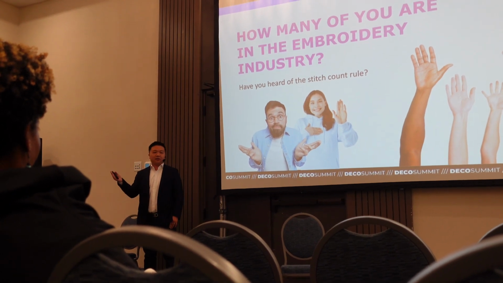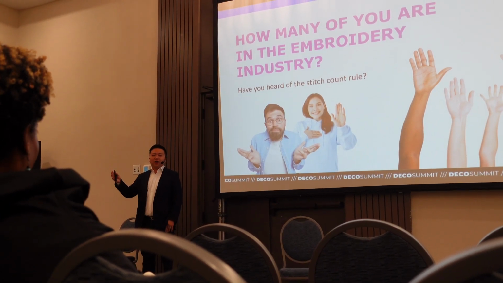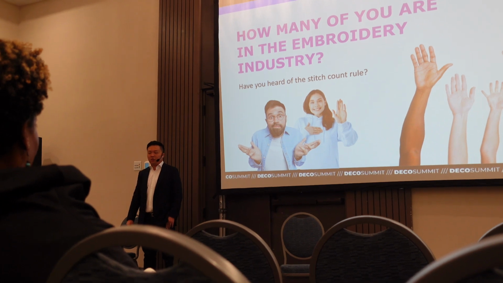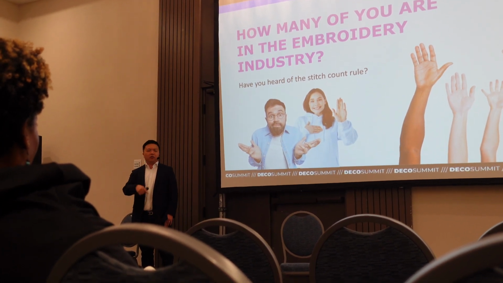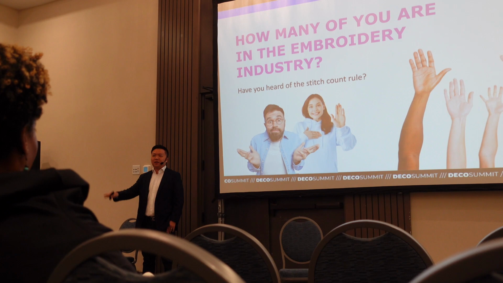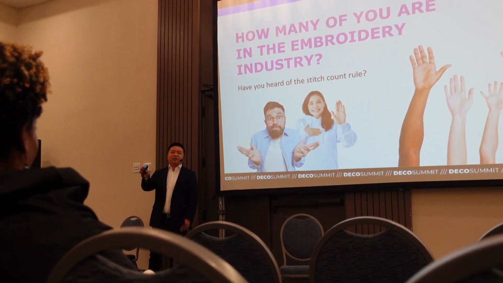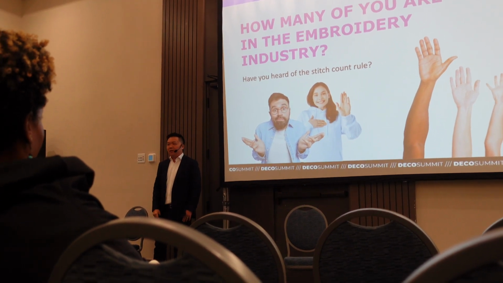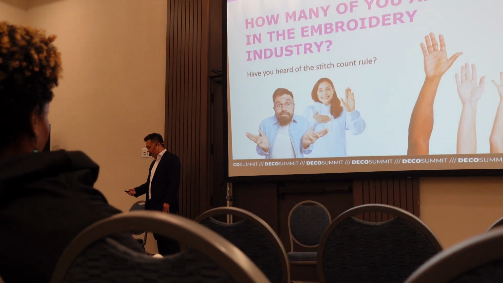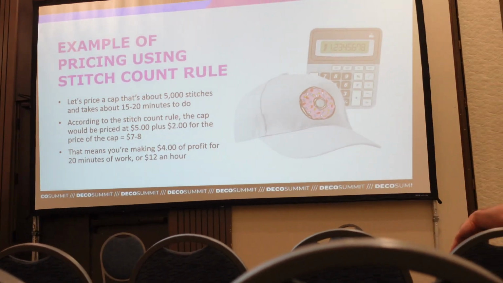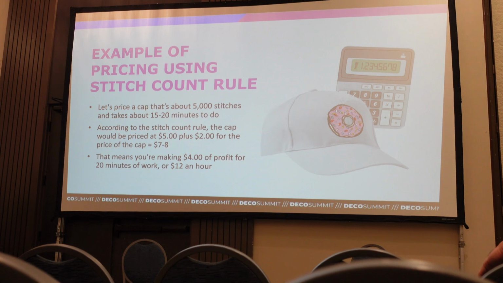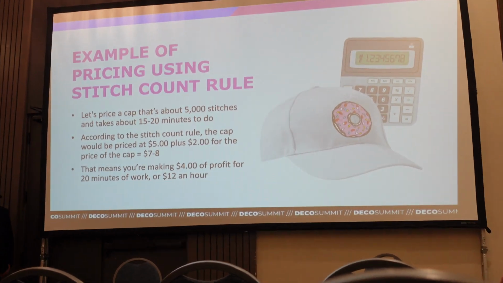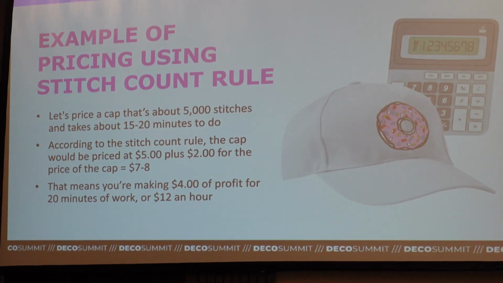Basically it says a dollar per 1,000 stitches, right? That's how most of you understand it. Whether that's $1 or $1.50 or $2, that's not relevant, but essentially it's a set dollar amount per 1,000 stitches. That's what the stitch count rule is. So this is an example of using the stitch count rule and what could happen. If you run through a real life example, this is what happens.